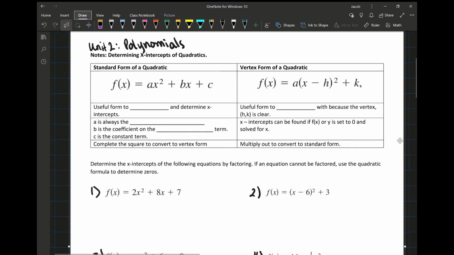Hello, welcome to the start of Unit 2 in Advanced Pre-Cal Polynomials. This is the set of notes that goes with determining the x-intercepts of quadratics.